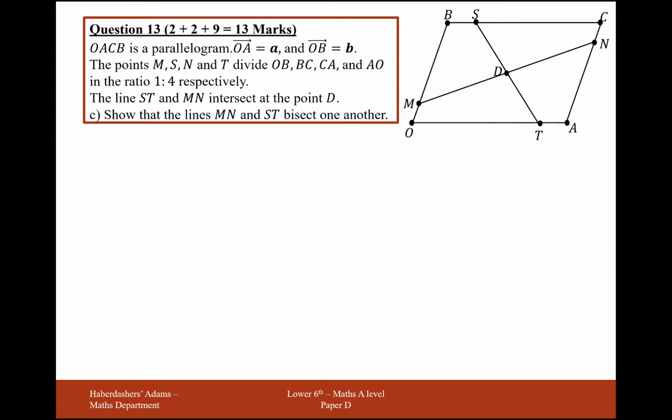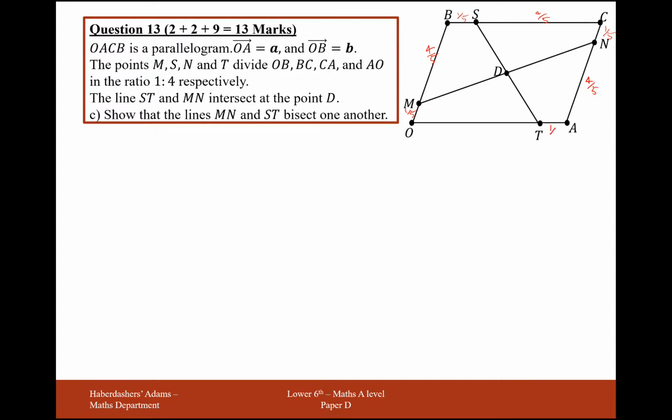Okay, so moving on to the next part, show that the lines MN and ST intersect each other, and the coordinate D here is the intersection of the two lines MN and ST. So I'm just putting those 5ths and 4/5 back on my diagram here.